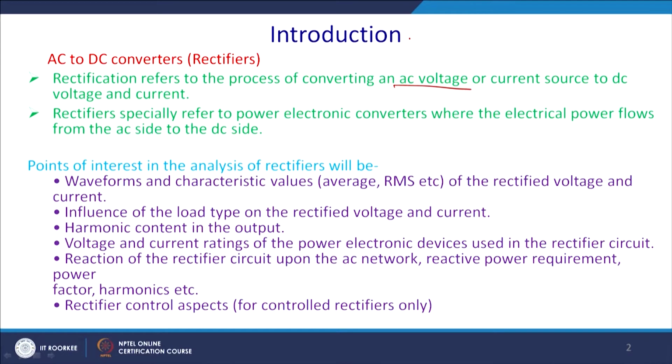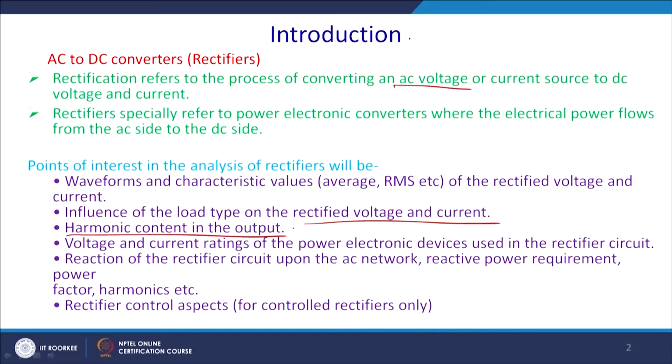Now, the point of interest in the analysis of the rectifier is that we require to analyze the waveform while AC to DC conversion takes place. Various things, but on the input side we talk about the waveforms and characteristic values. When we talk about the DC value after rectification, we will have an average value and an RMS value because we have a ripple DC, not a constant DC, with the rectified voltage and current. Then due to rectification there is an influence of the load, and the rectified voltage and current will change according to the type of load, whether it is RL, RLE, different kinds of load will give us different kinds of waveform.